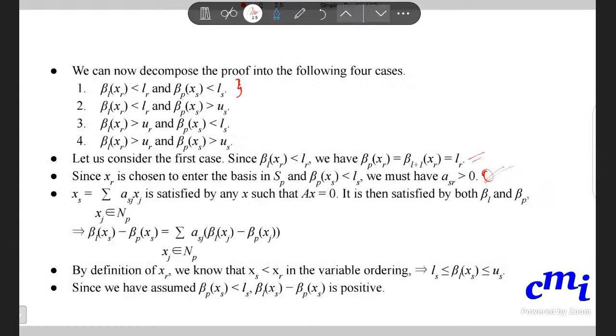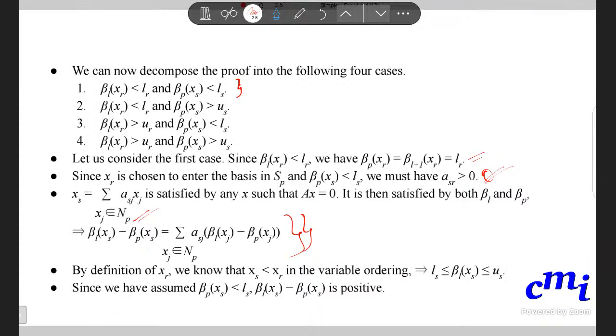Now we have this equation: XS is equal to the summation of Xj belonging to NP of ASJ Xj. This is the equation from the tableau for SP. It is satisfied by any X such that AX is equal to 0. So any assignment that satisfies AX equal to 0 also satisfies this, because this is just a maneuvering of the variables. It doesn't change the equation. So it is satisfied by both assignments beta L and beta P, and this equation holds true.